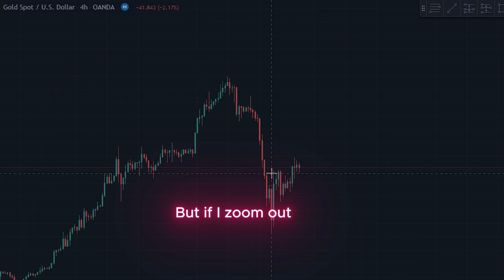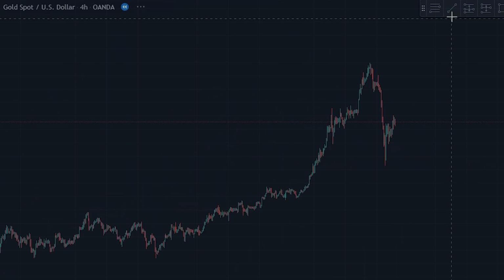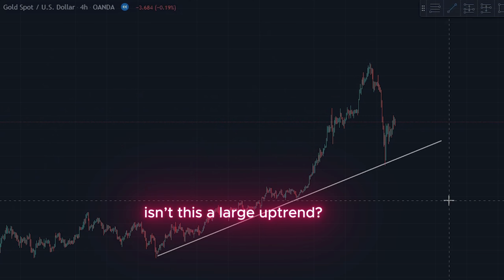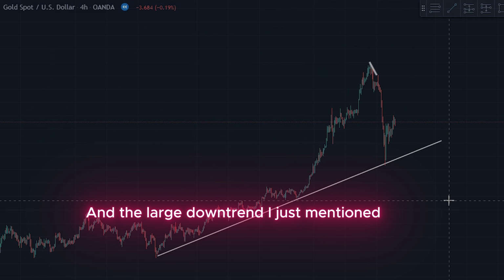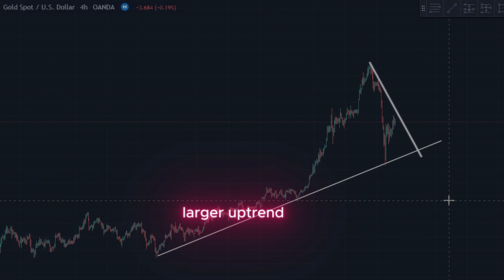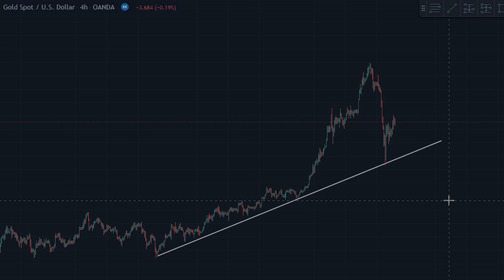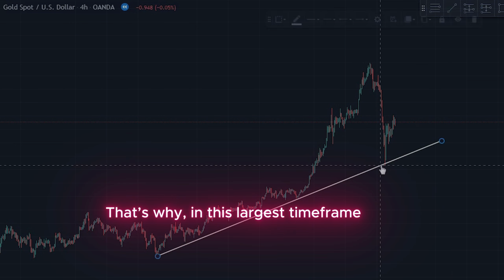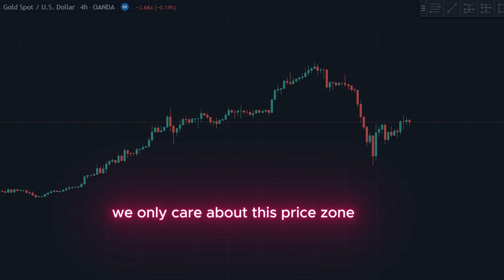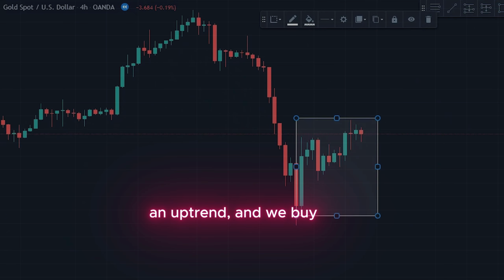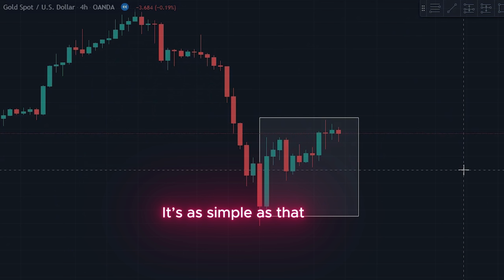But if I zoom out, then here, isn't this a large uptrend? And the large downtrend I just mentioned is just a pullback of a larger uptrend. So, we should look for a buy order again, and it goes on and on and on. We'll fall into a loop with no way out, and we won't know what we're looking for, a buy order or a sell order. That's why, in this largest time frame, we only care about this price zone. The price zone at the current moment and closest to us. An uptrend, and we buy. It's as simple as that.